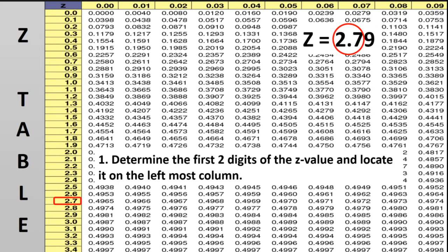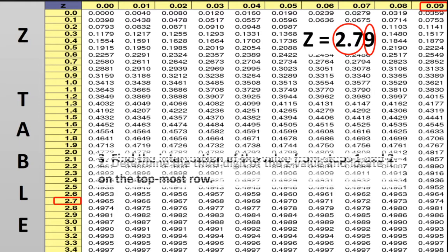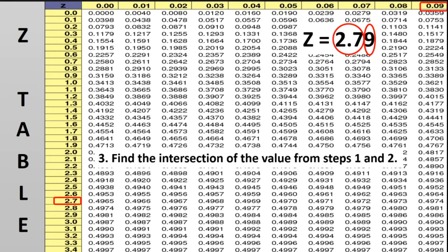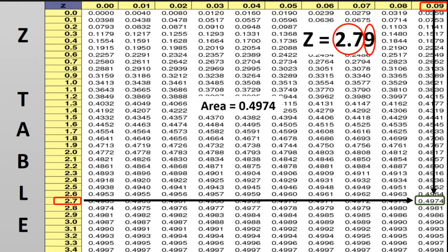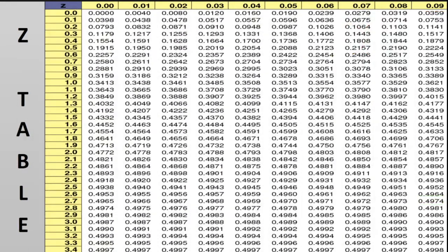And it is located here. The third digit here is 9, and it's located right here. Now, the intersection of the values from step 1 and step 2 is 0.4974. This is already our area, and multiplying it by 100%, the normal probability is 49.74%. Easy, right? Let's have another one.